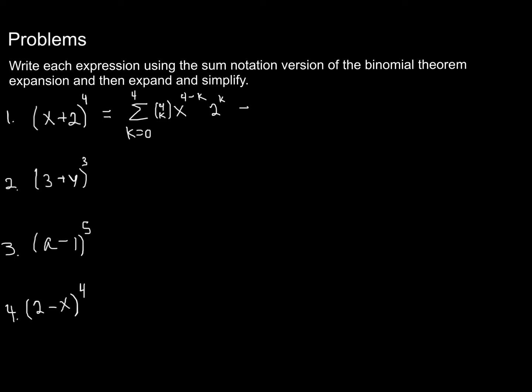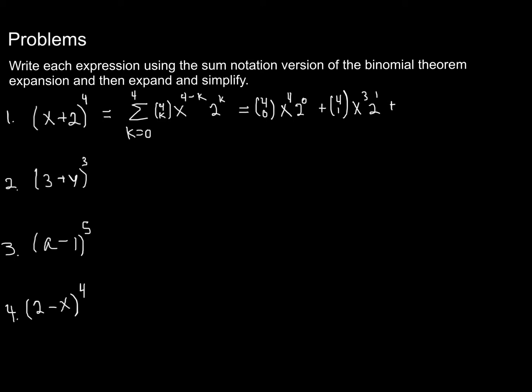All right, so now I can go ahead and expand using the rule or the way that sum notation works. So I start when k is equal to 0, so this will be 4 choose 0, x to the 4 minus 0, or x to the 4. Then I have 2 to the 0. Now I'm going to change k by 1. It's going to go up by 1. It's going to go to k equals 1. And I'm going to evaluate the expression again and add it to what I have already. So I'll have 4 choose 1, x to the 3, 2 to the 1.